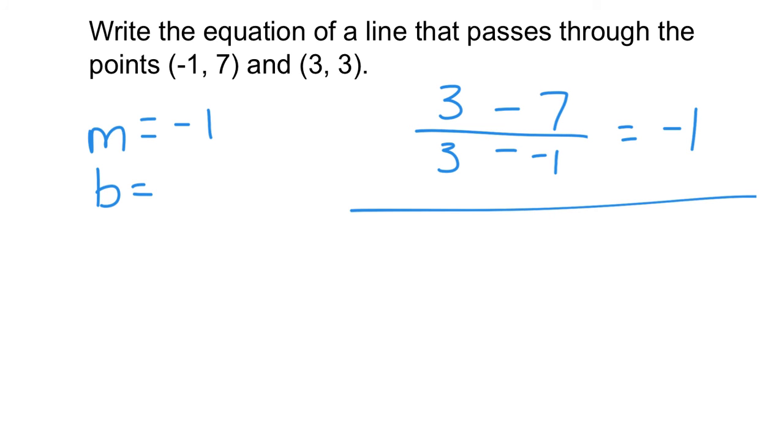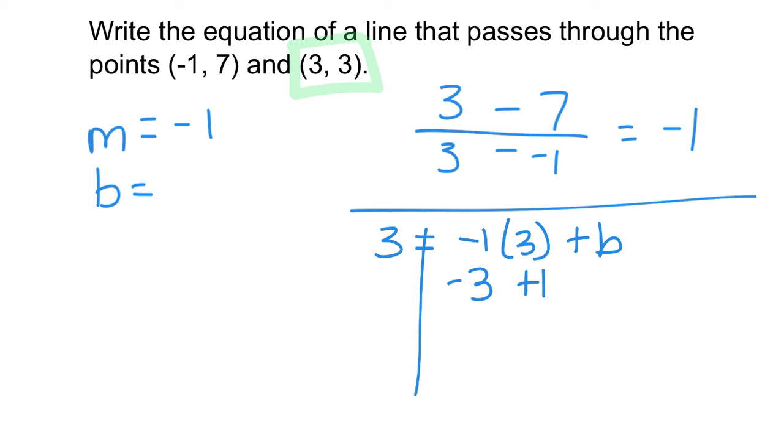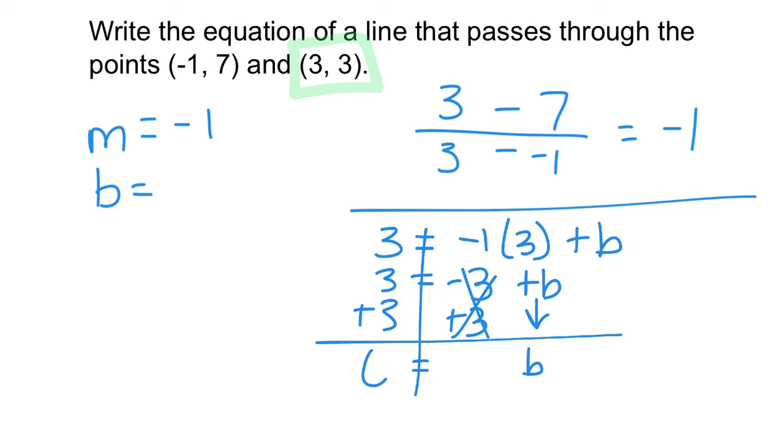I'm going to solve for b, again, by using y equals mx plus b. Now, I'm going to use this point (3, 3) this time, because that makes this really easy. 3 equals -1 times 3 plus b. And I'm going to multiply -1 times 3. Add 3 on both sides. And I get b is equal to 6. So y equals -1x plus 6.